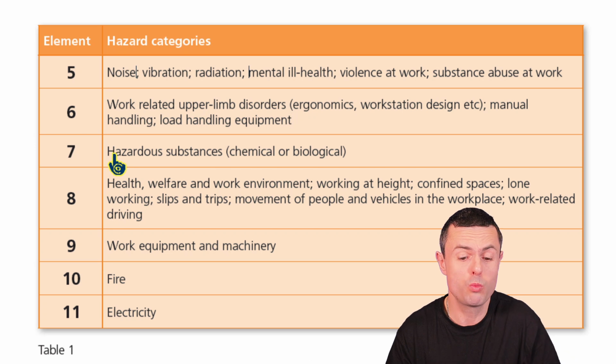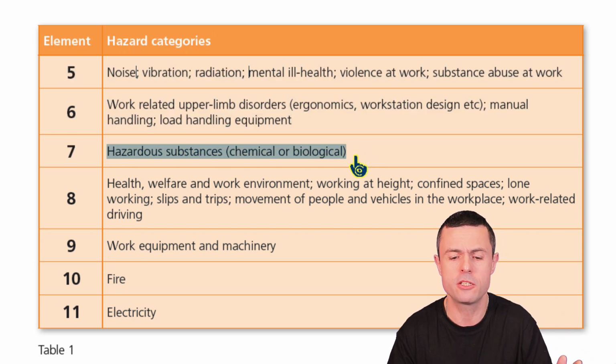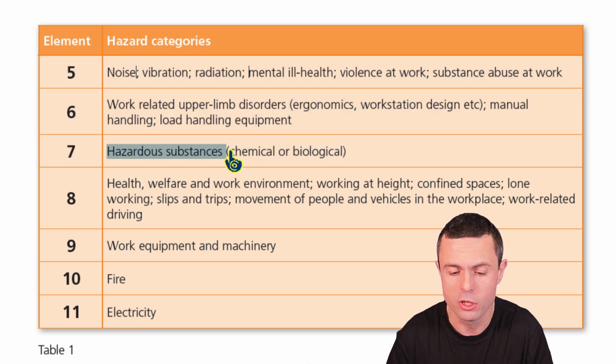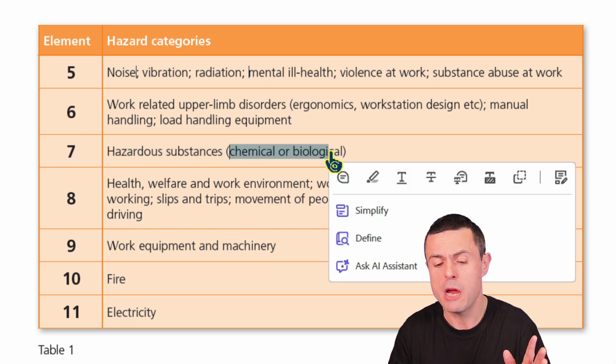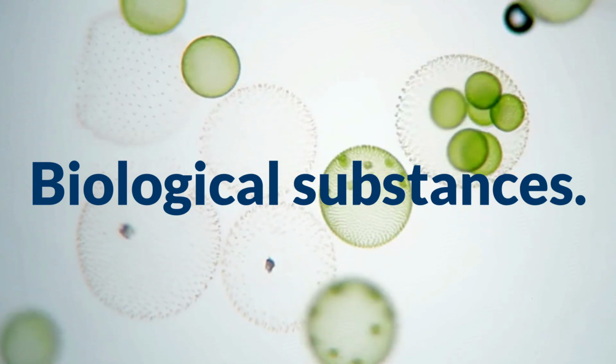Firstly, as usual, we'll have a look at the hazard categories, and here it is. There's just one hazard category for this whole thing, and it's hazardous substances, chemical or biological. You can just say hazardous substances, that will be sufficient. The point NEBOSH are making there is that it could be a chemical substance or it could be a biological substance. And we did cover some biological substances, didn't we, in the course materials?